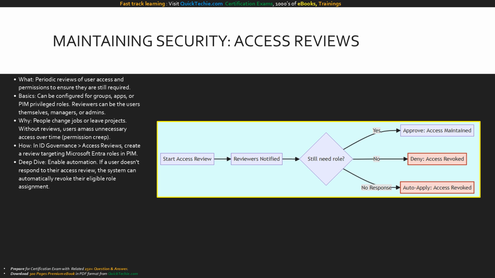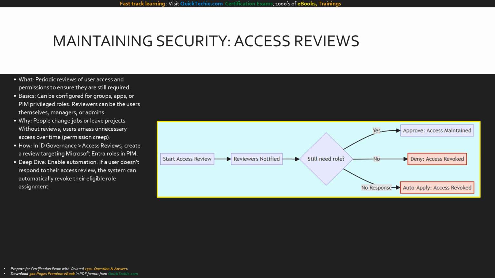What makes this truly powerful is the automation. You can configure the review so that if a user fails to respond within the review period, the system will automatically strip their eligible role assignment from them. By combining built-in and custom roles, scoped properly with administrative units, secured just-in-time via PIM, and continually audited via access reviews, you ensure a resilient, zero-trust environment.